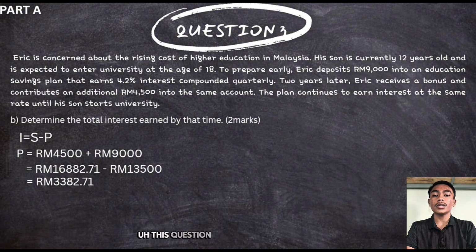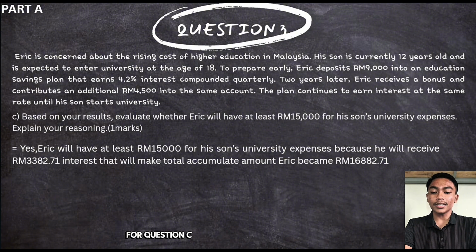Alright, for question B, the question is to determine the total interest earned by that time. That means this question wants us to find the interest. The formula of interest is I equals S minus P. First of all, we should find the P. The P is 4,500 ringgit plus 9,000 ringgit. Okay, the interest is 16,882 ringgit 71 sen minus 13,500. The total interest earned by that time is 3,382 ringgit 71 sen.